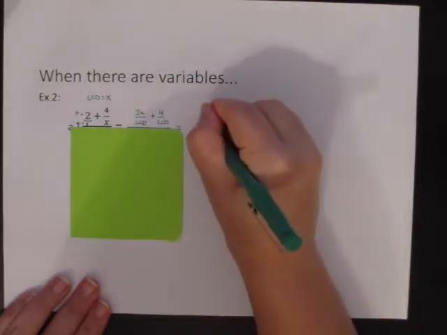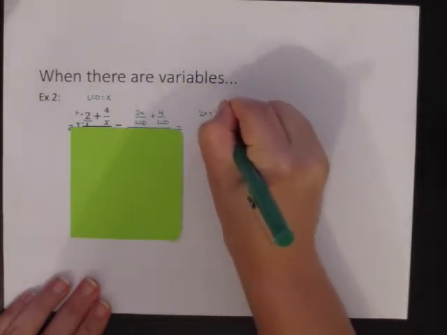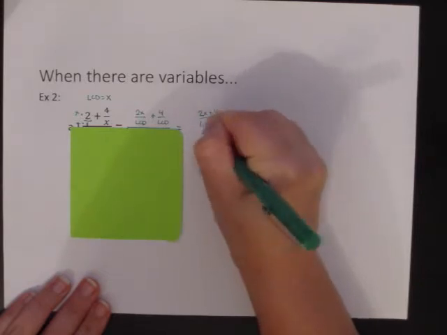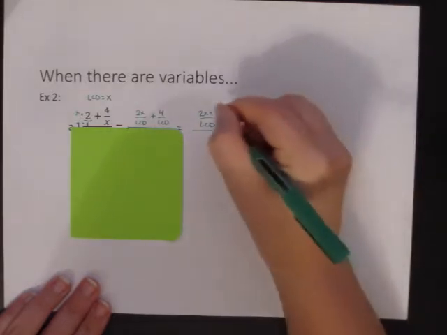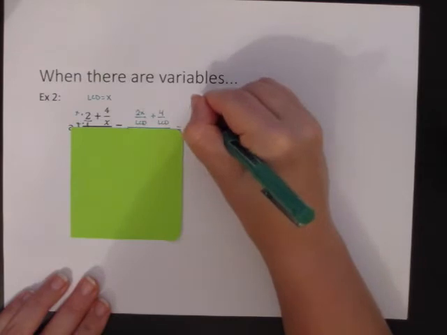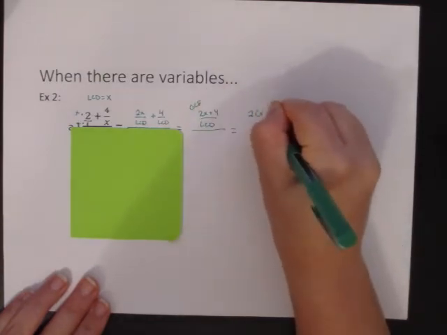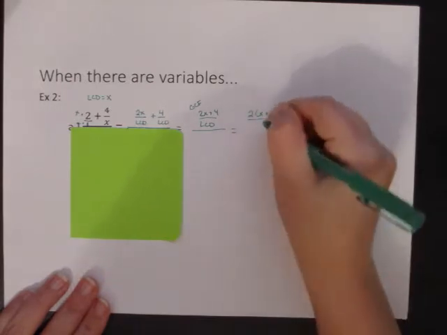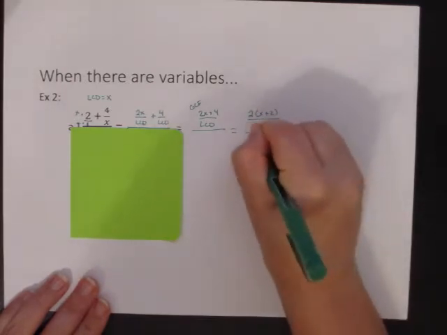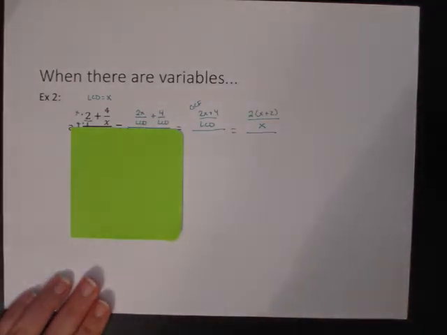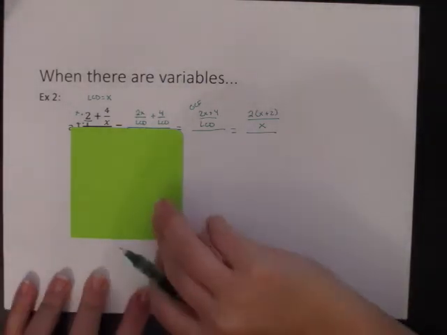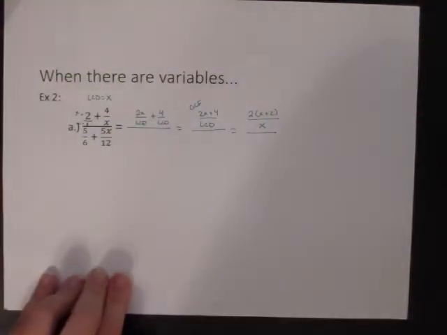So now I can put them together, so I got 2x plus 4 over LCD. And if I clean this up a little bit more, I see that I have a GCF in my numerator. I can pull out a 2, and I'm left with x plus 2 over my LCD, which is just x. Alright, I look at it, there's nothing more that I can do to it, so I'm done with step 1.